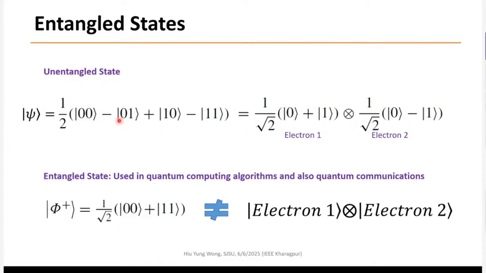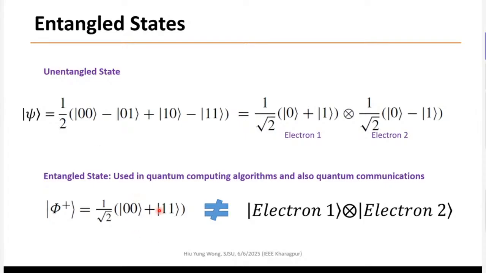Now, in this particular state, if you try to factorize it like what you do in elementary algebra, you can factorize it into (0 plus 1) times (0 minus 1). This is something called tensor products. We don't need to understand this now because that is not the purpose of this lecture. But this tensor product tells us that if I can describe electron 1 and then electron 2 individually, I basically obtain all the information of the total system. So this state is an unentangled state.